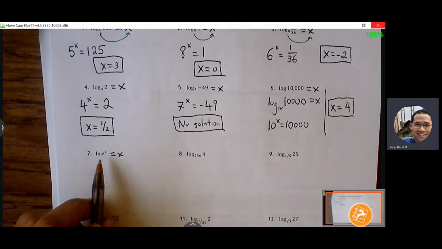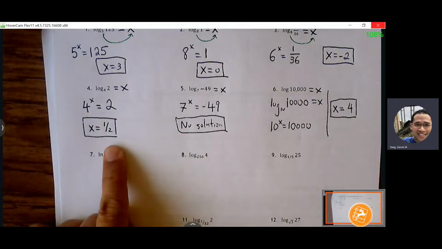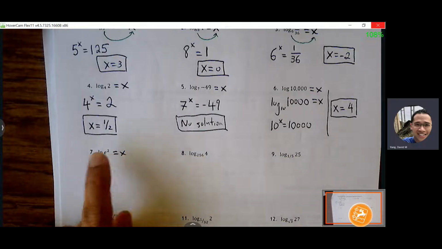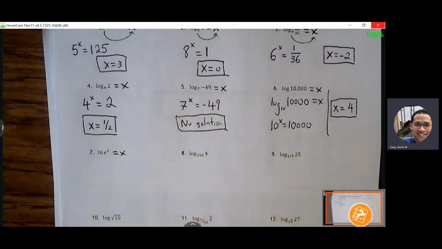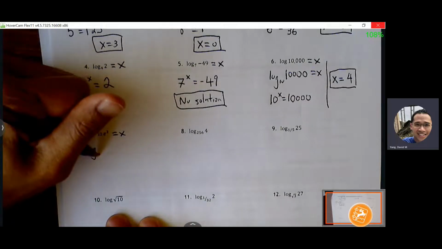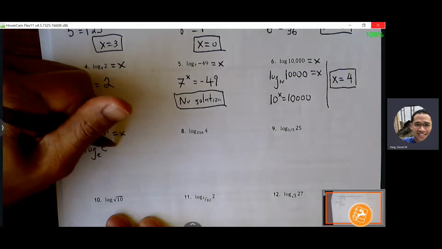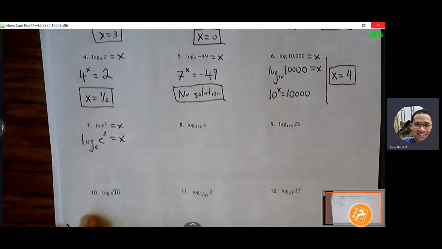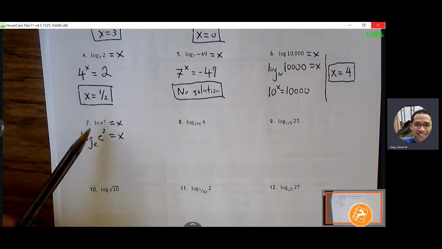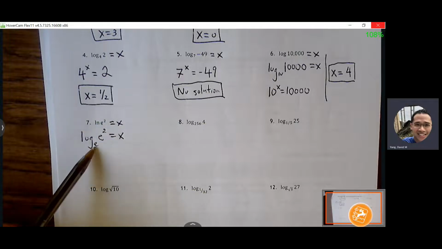Okay, 7, I want us to be careful about this. Natural log is the same thing as what? ln is the same thing as what? Log base e. So log base e, and there's an e squared here, so I don't want us to get confused there. There are two separate things going on. This is log base e of e squared equals x. So we can't just say log base e of 2, right? This e is separate from the base.